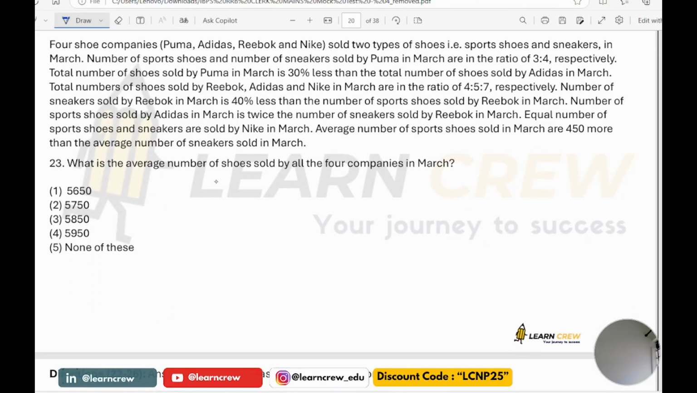What is the average number of shoes sold by all four companies in March? So 4200 plus 6000 plus 4800 plus 8400 divided by 4, which is 23400 divided by 4, which is 5850.